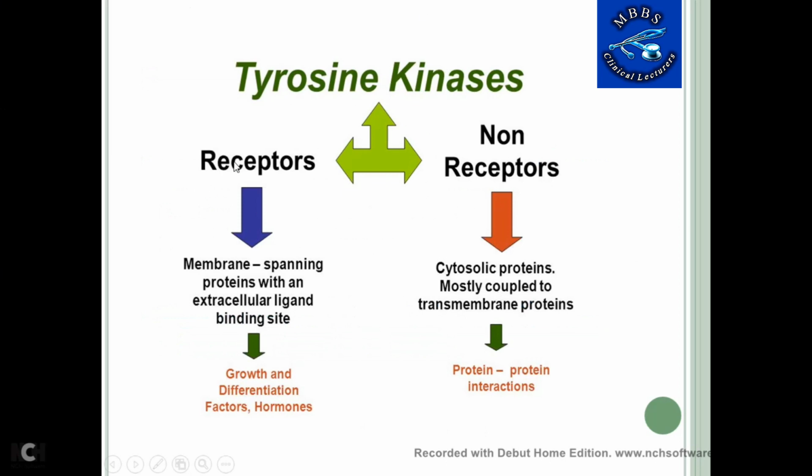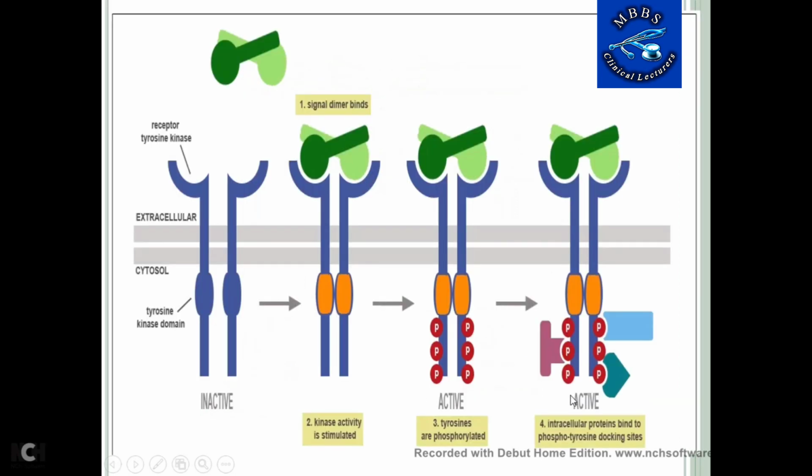Now these are the tyrosine kinase receptors and non-receptors. The receptors are membrane-spanning proteins. They live in the membrane, right? They bind to extracellular ligands such as growth and differentiation factors and hormones. And then the non-receptors are cytosolic proteins. They are mostly coupled to transmembrane proteins, and they mediate protein to protein interaction.